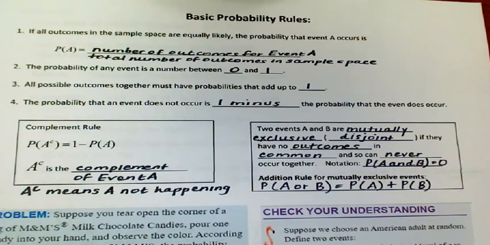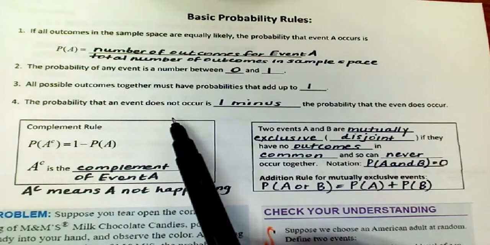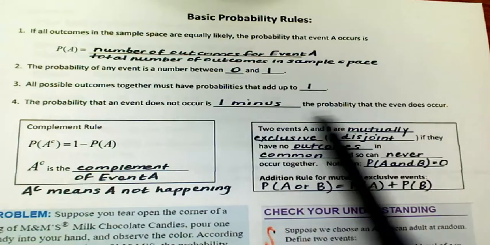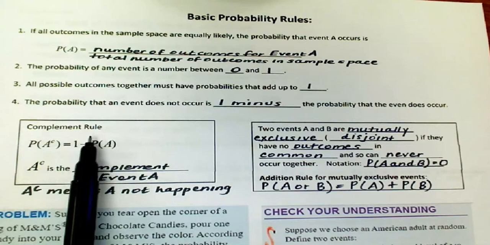So if you have all the probabilities listed, you need to check to see that they do add up to equal 1. The probability that an event does not occur is 1 minus the probability that an event does occur. So if they ask you what's the probability that this won't occur, find the probability that it does occur, that's an easy way to do it, and then 1 minus it, okay? So there's a rule, it's called the complement rule, all right?